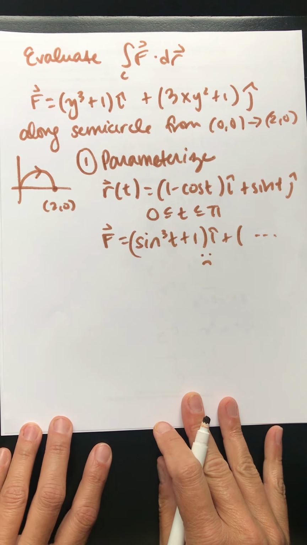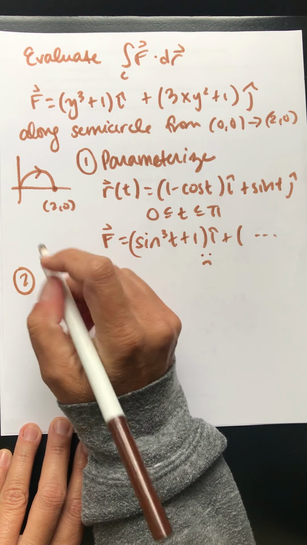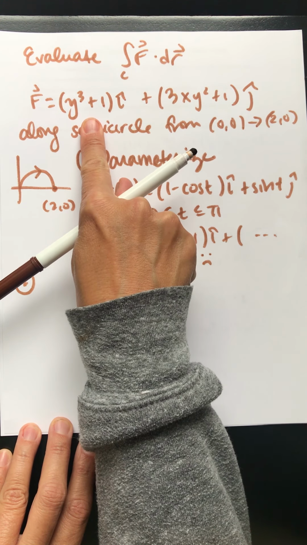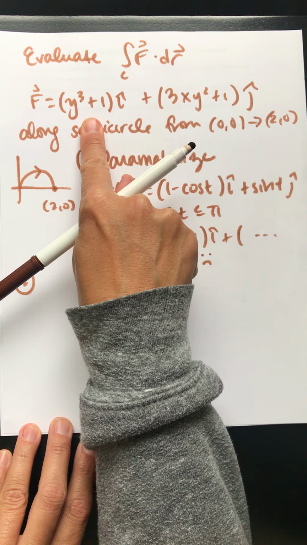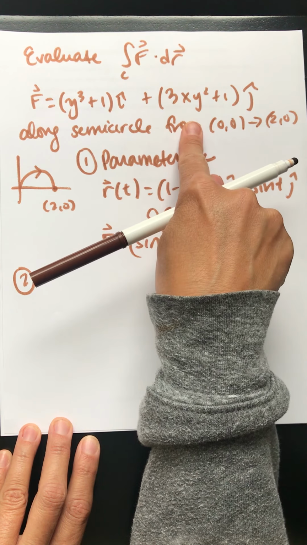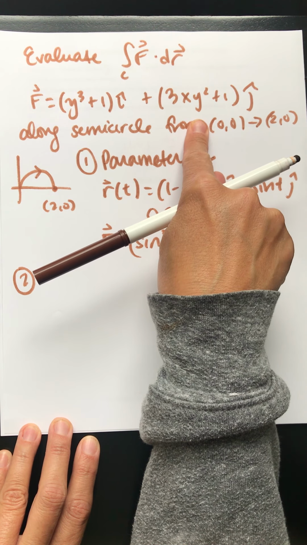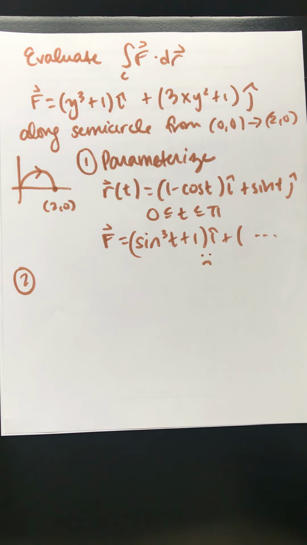So what might be another thing we can do? Well, let's see if this field is conservative. My derivative with respect to y is 3y squared. My derivative with respect to x is 3y squared. So I have a conservative vector field, which means it's path independent. So let's pick a simpler path.